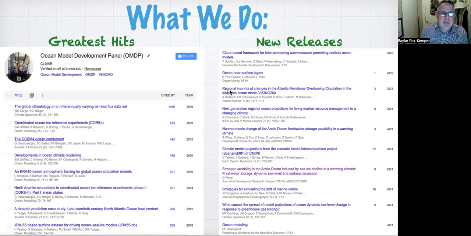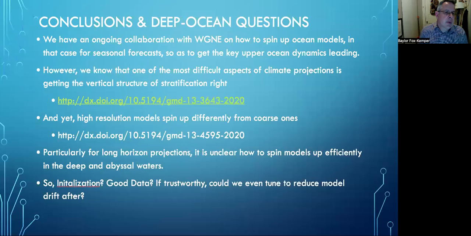And then we did some basic dynamics work. And then we also do examples of model hierarchy systems like this, Viking 20X, where there are nested models that zoom from coarse resolution all the way down to very fine and compare the phenomena as it becomes resolved.